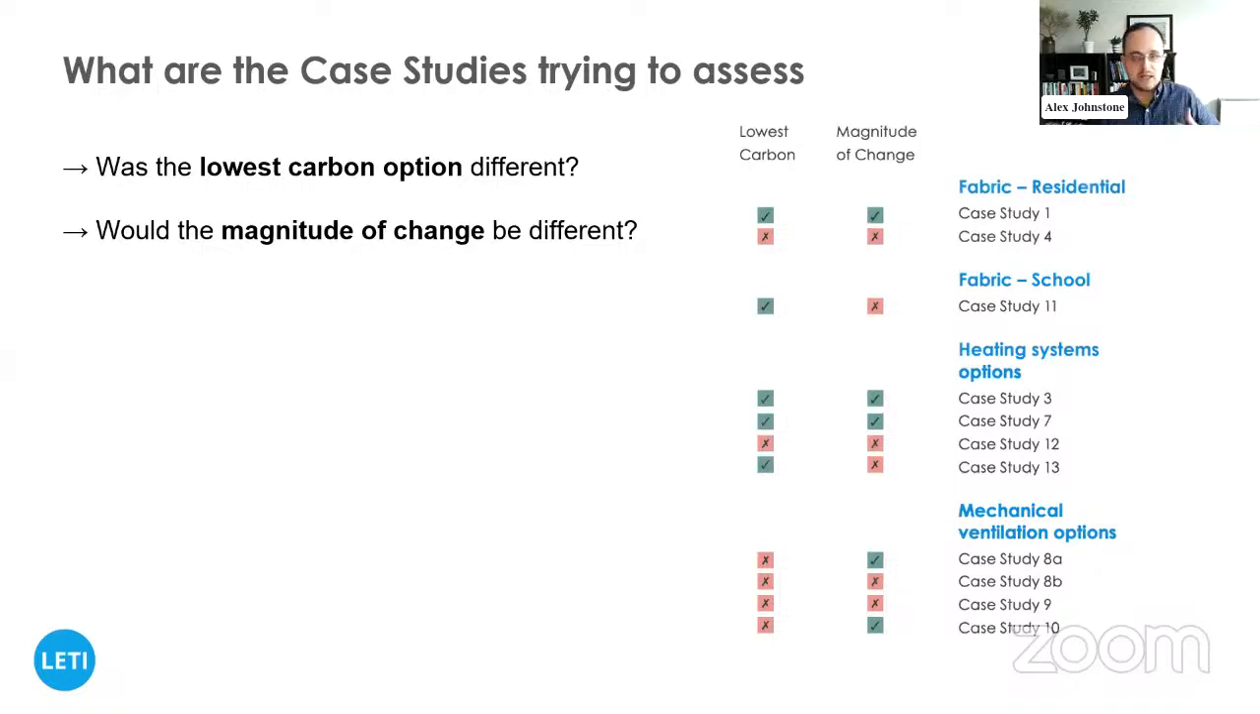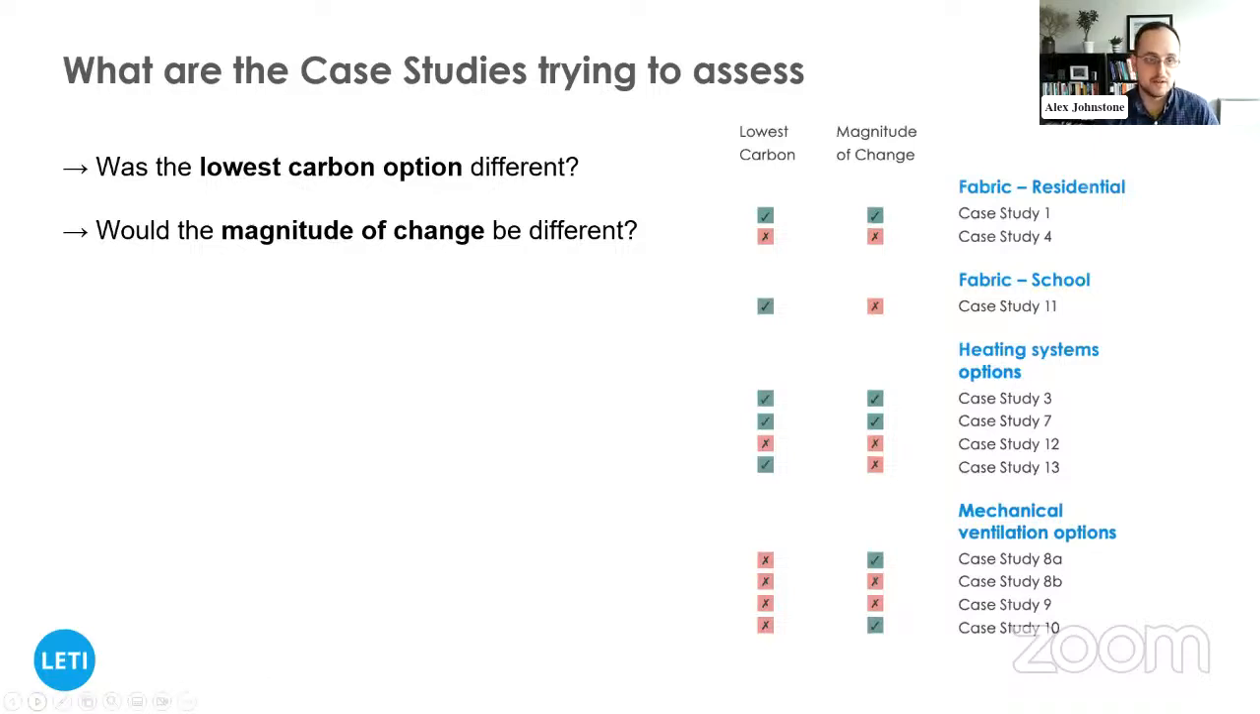And another key question that we asked ourselves is, what are the case studies trying to assess? The two things that we asked were, did it affect which was the lowest carbon option? And also where what we described as magnitude of change was different. So results that might appear quite different using one option and quite similar using another.